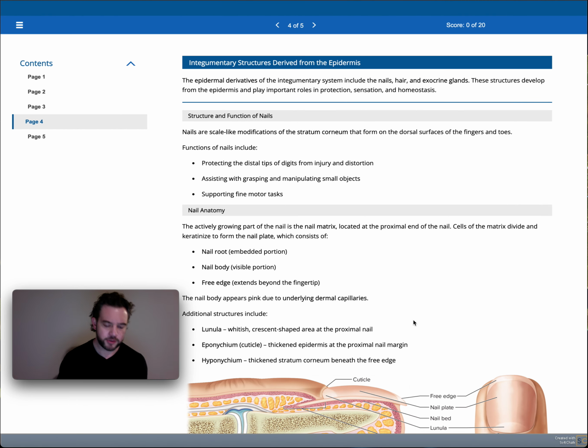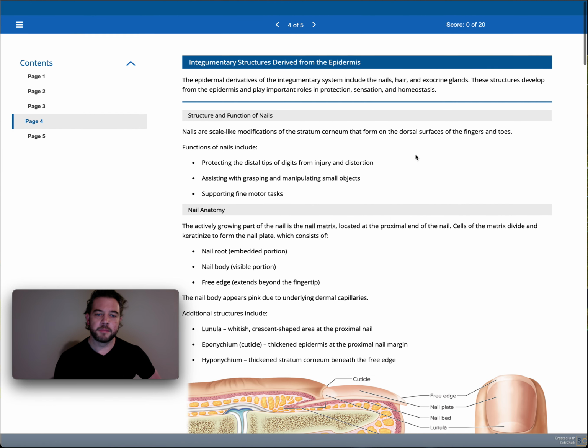All right, let's look at some other structures of our integument. Again, think about the integument. The epidermis and dermis make up those main structures. And then embedded within them, we have other accessory modified structures. Things like hair, nails, and glands.